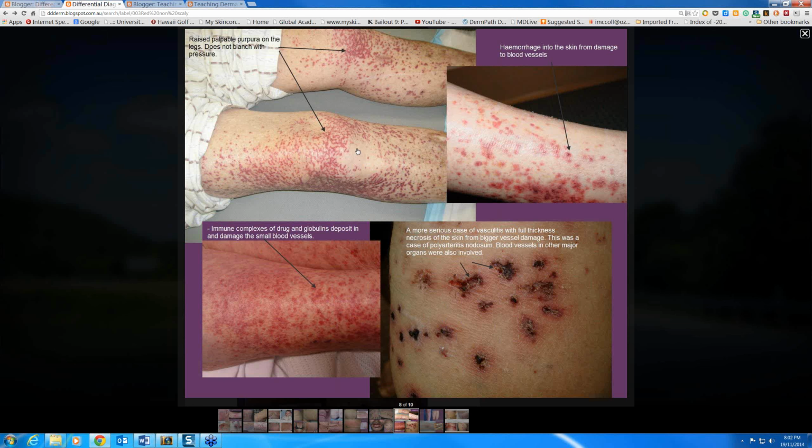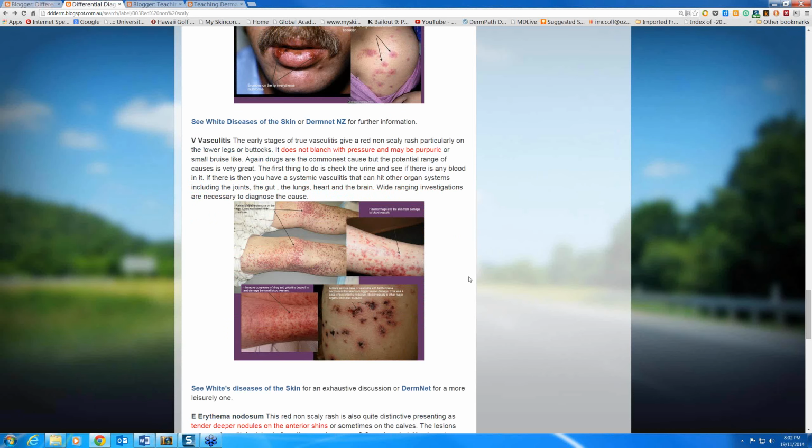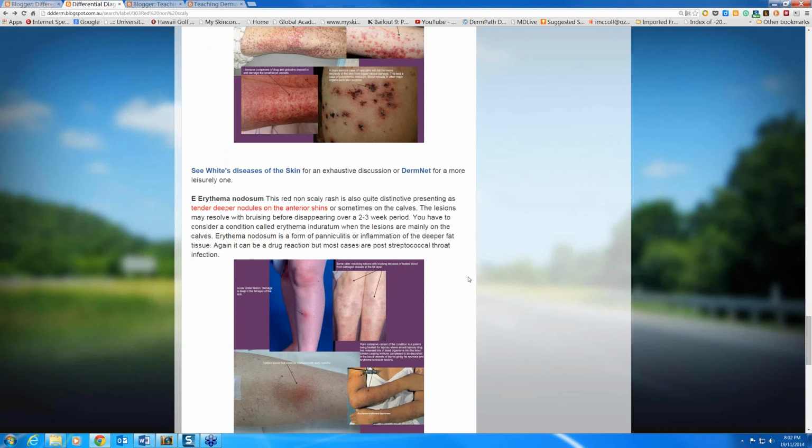Remember that in a lot of cases, vasculitis doesn't just involve the skin. It can involve blood vessels anywhere. So you always check the urine to see if there's any blood there. If there is, it means the kidneys are involved as well. And if that's the case, there may be involvement of the heart, the joints, the lungs. So you've got to look at those patients very carefully and watch for damage to these other organs. So that's EV. We've done erythema multiforme, we've done vasculitis.